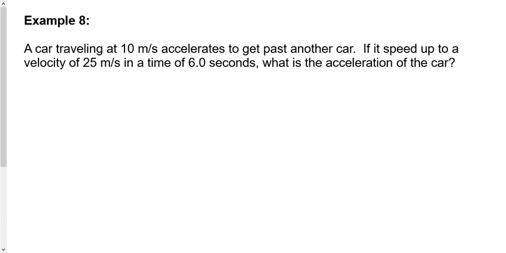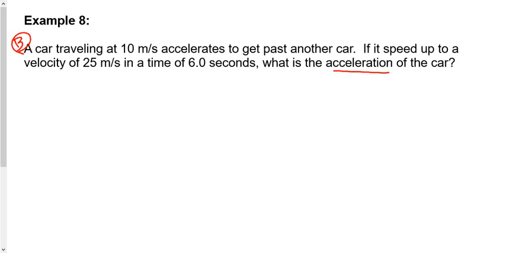The first example, example number 8, this is in your notes, page 6, says a car traveling at 10 meters per second accelerates to get past another car. If it speeds up to a velocity of 25 meters per second in a time of 6 seconds, what's the acceleration of the car? First, I want you to recognize that this problem involves acceleration. That means it's a group B problem. Which equation am I not allowed to use? V equals delta D over delta T, because it's for constant or average velocity only. This is a group B problem.